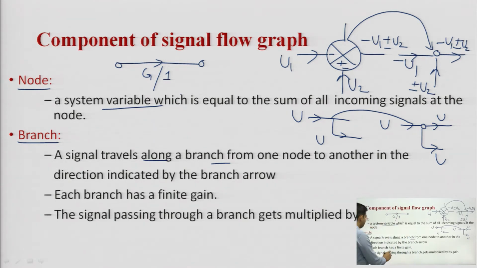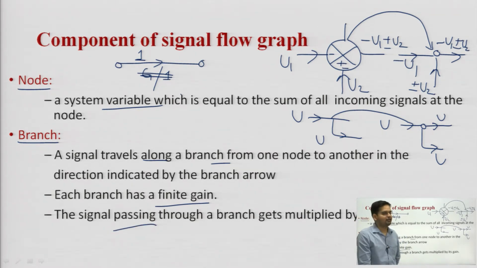Okay. And each branch has a finite gain. Whatever branch we are designing with the help of a signal flow graph, it will have a finite gain. So, here if I write g, it means g is the gain. If I leave this blank and do not write anything, it means 1 is the gain of the branch. So, we have to keep this consideration in mind, and whatever signal passes through a branch is multiplied by its gain. Suppose the gain of the branch is g, my input is u.